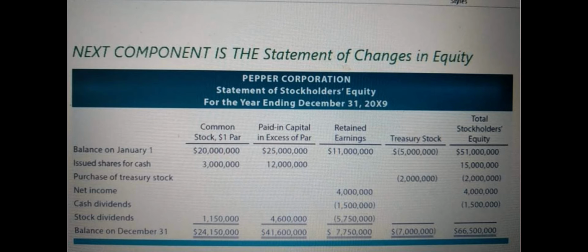Next component is the Statement of Changes in Equity. This is the example. This statement is one of the financial statement components that reports the amount and causes of changes in equity, the shareholders' investment in the company over time.